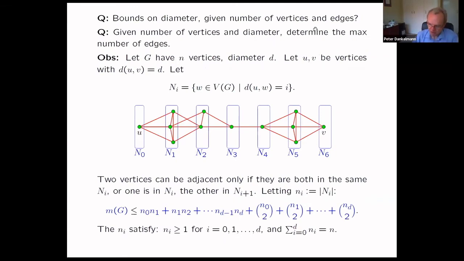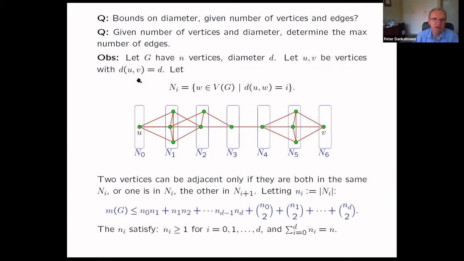I want to stay a little bit longer with Eulerian digraphs. And I want to look at an Eulerian digraph and an undirected graph in connection with the diameter and the number of edges. So I want to look at a problem that's quite harmless and that was solved half a century ago.